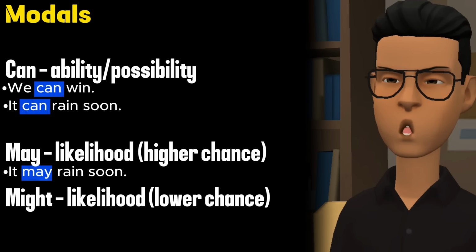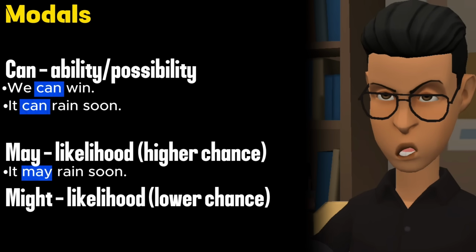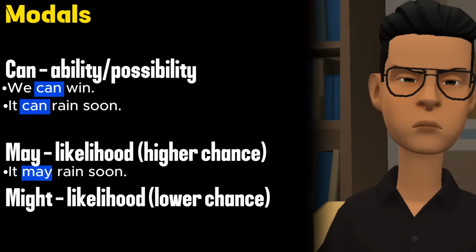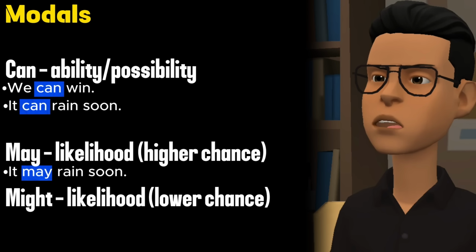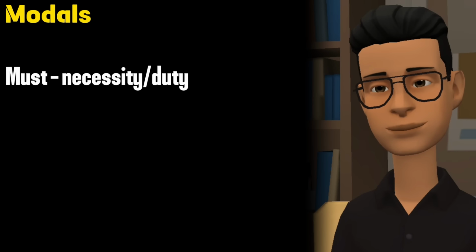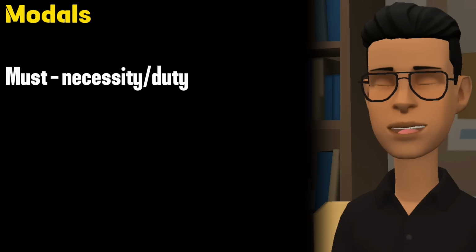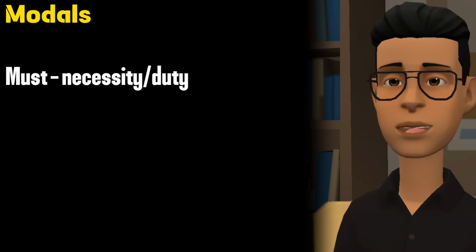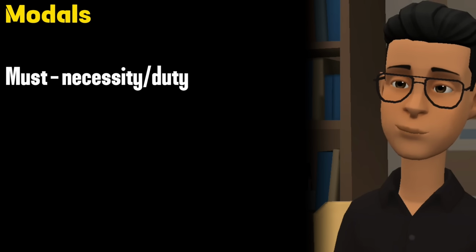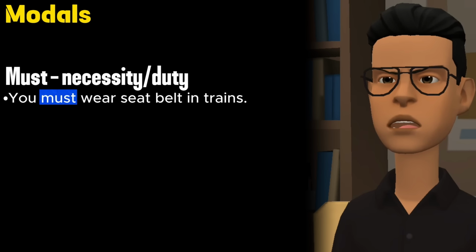Might. Now, might is similar to may. The difference is that it shows lesser possibility. Must. It is used to show necessity or duty. For example, you must wear seat belts in a train.